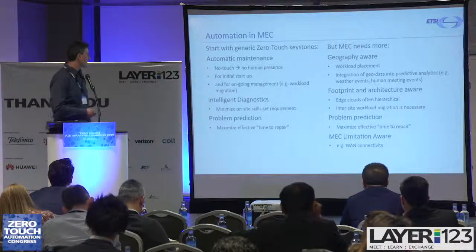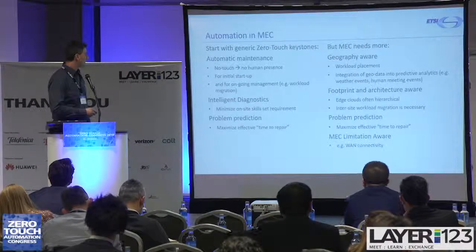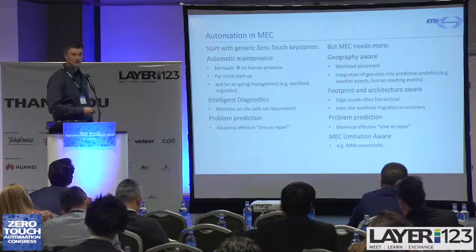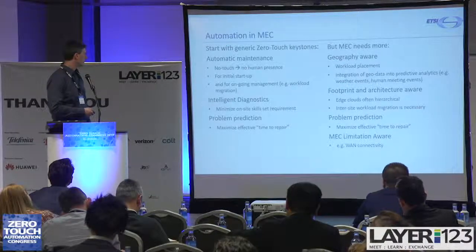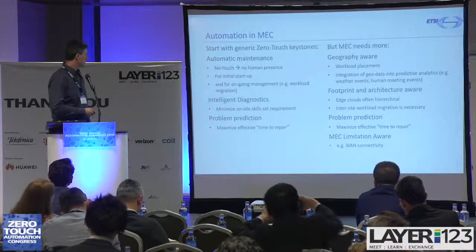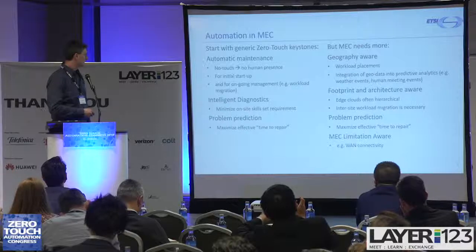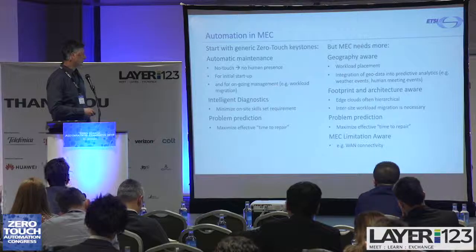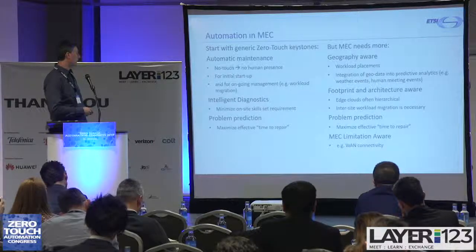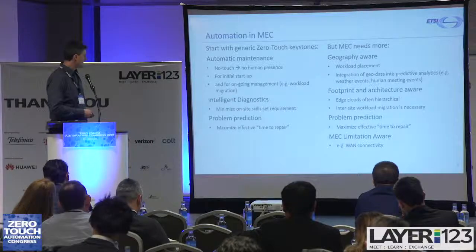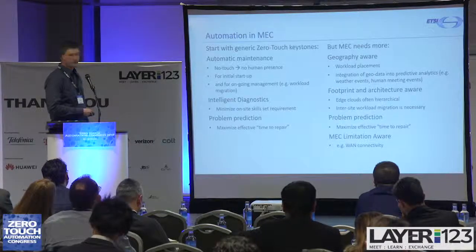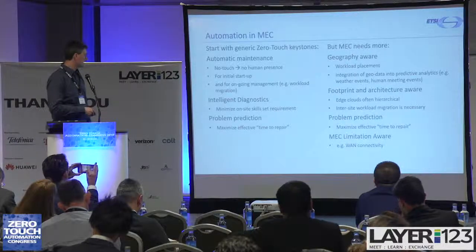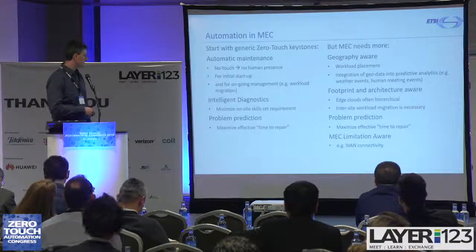What would this mean? Well, I think it's the keystones of zero touch, right? You want to automate stuff so that you minimize human presence. You need to do it for your initial startup. You need to do it for ongoing management and workload migration, etc. You need intelligent diagnostics in there. This is what's going to allow you to minimize that on-site skills requirement, and you need to be able to predict issues as much as possible.